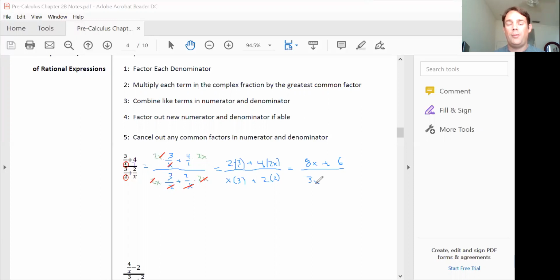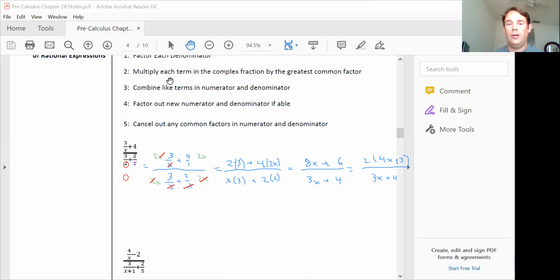So I multiply by my common denominator, my greatest common factor, and then I combine my like terms in my numerator and my denominator. And now I'm going to look to see, can I factor anything out of my numerator and denominator? In this case, I can factor 2 out of here. And the reason why we're factoring is we're looking for any other common factors that we could possibly remove from the problem. And by doing that, we end up with something looking kind of like that.